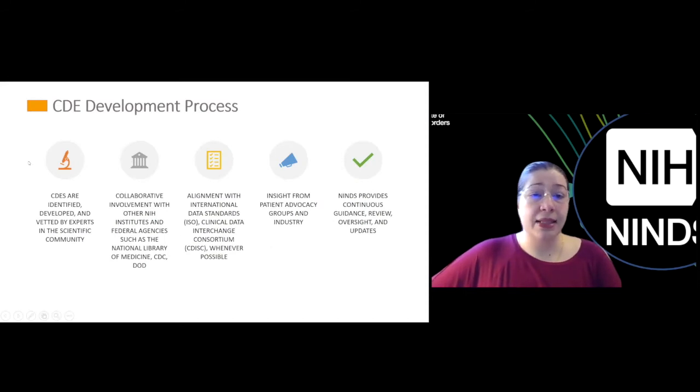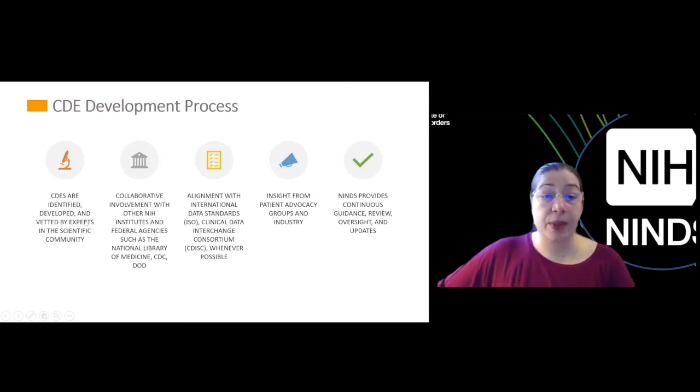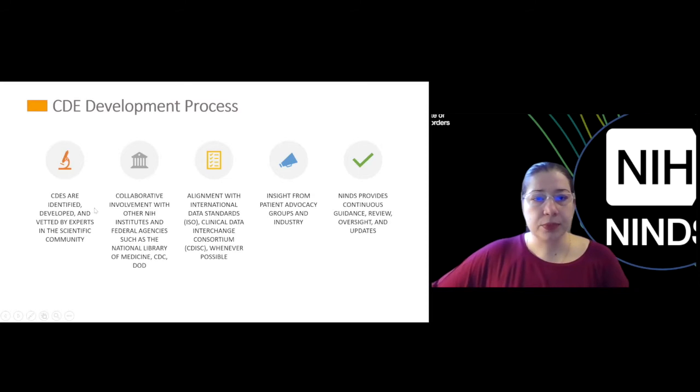So how do we develop the CDEs? First we identify the CDEs, and there are different ways to identify them: either there's a critical gap in our institute, or it is nominated by an external group and it has a strong justification that it meets the needs that we have at that point. After we identify the CDEs, we invite a group of subject matter experts in that scientific area. As I mentioned before, we collaborate with other institutes, other federal agencies, the National Library of Medicine, also the CDC, FDA, DOD, depending on the area of the project.